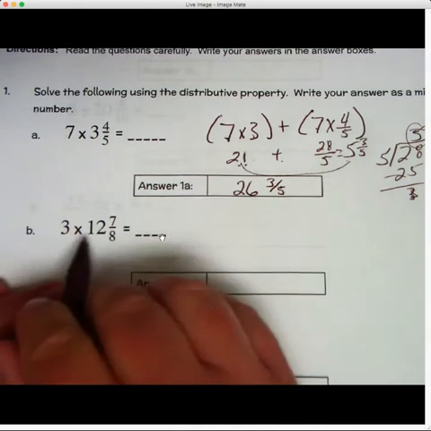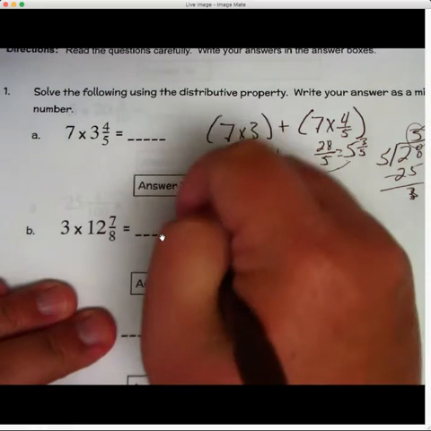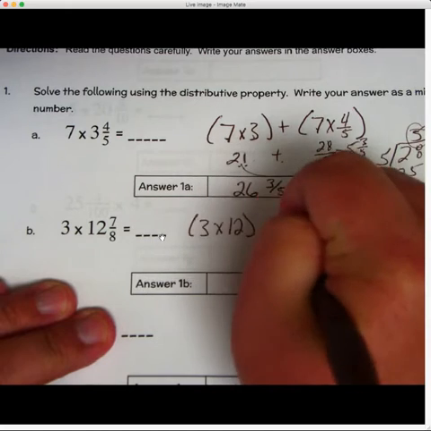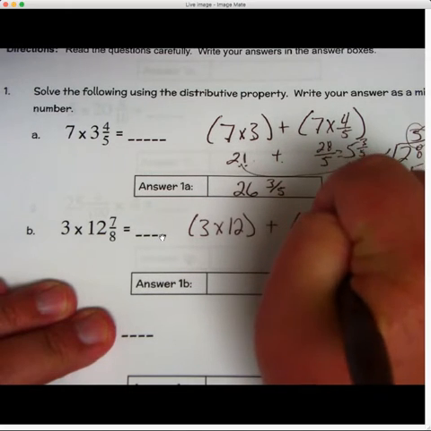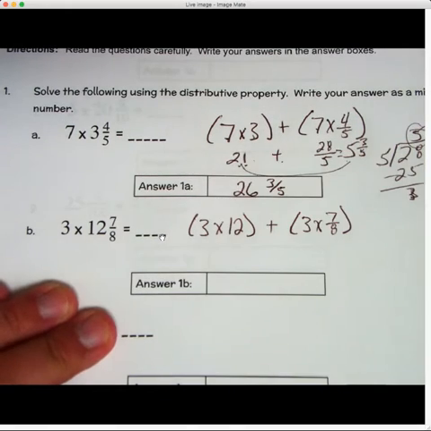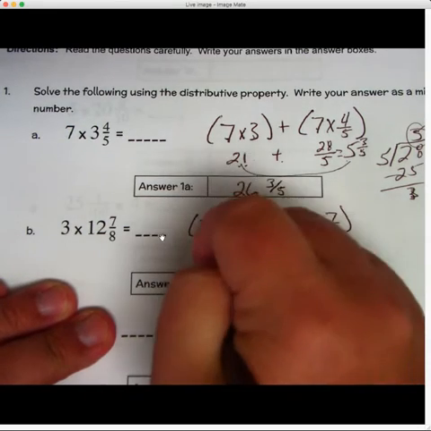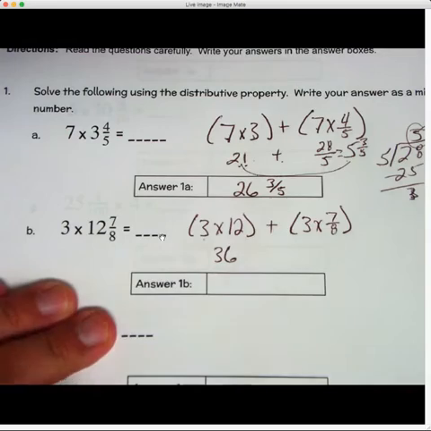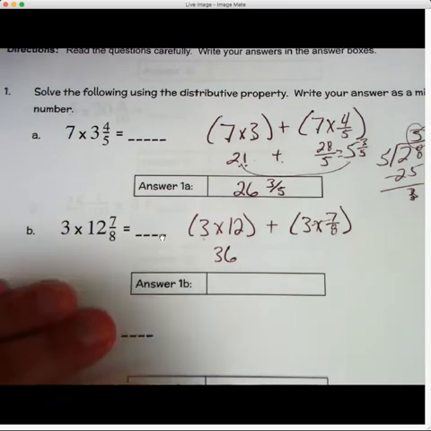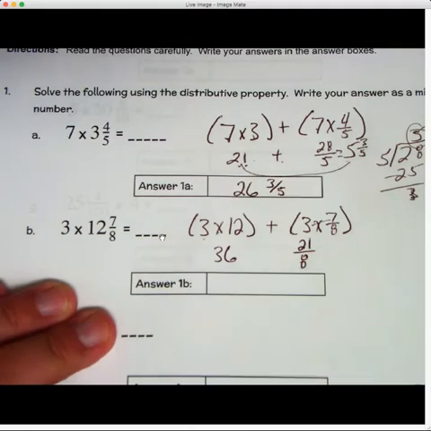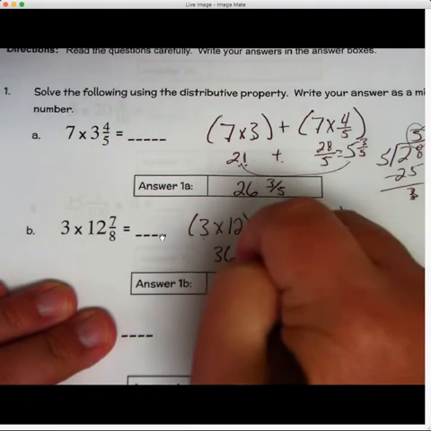All right, 3 times 12 and 7/8 is the same thing as 3 times 12 plus 3 times 7/8. Okay, so let's find these answers. 3 times 12 is 36. 3 times 7/8, we just multiply that top number. 3 times 7 is 21/8. So 36 plus 21/8.